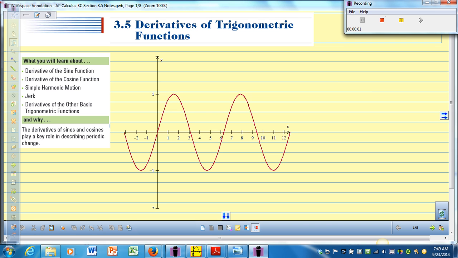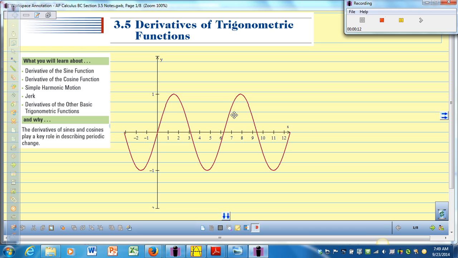Derivatives of trig functions. What we are going to talk about today is the derivative of the sine function, the derivative of the cosine. We'll look a little bit at simple harmonic motion. We'll talk about the jerk, kind of a cool little thing, and derivatives of other basic trig functions.